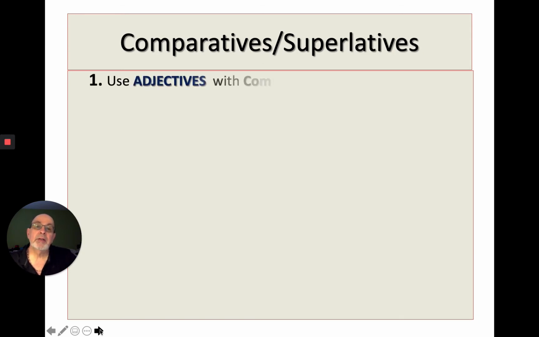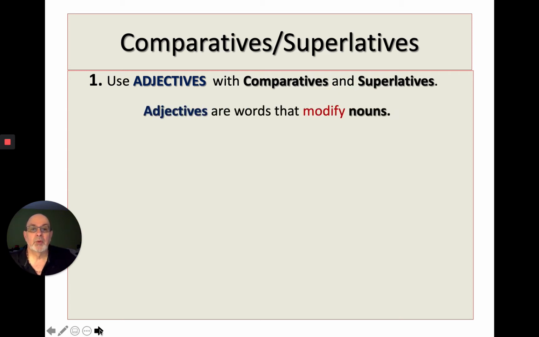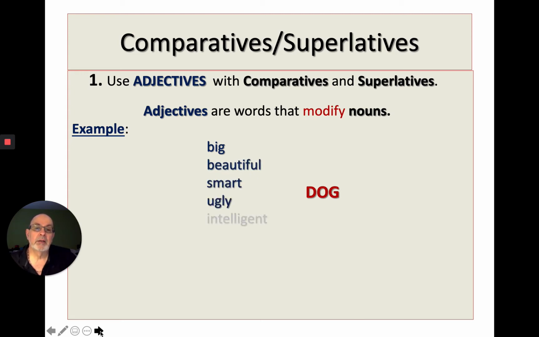We use adjectives with comparatives and superlatives most of the time, so let's talk about that. What is an adjective? Just in case you don't know, adjectives are words that modify nouns. So let's take a look at an example. Here I have a noun, the word dog. And then I have some words that tell me something about dogs. So for example, big dog, beautiful dog, smart dog, ugly dog, intelligent dog, and crazy dog.